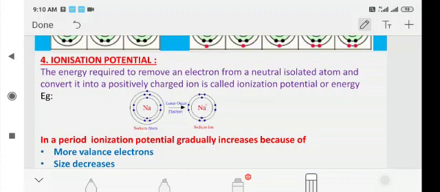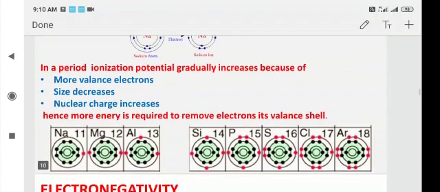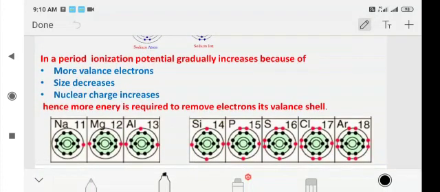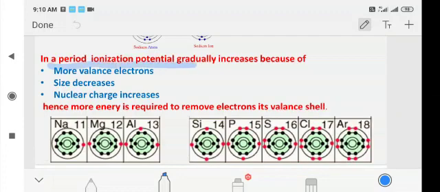Once again, let me repeat. The energy required to remove one electron from an atom is called ionization potential, and after the electron is removed, the atom gains a positive charge. Now, mainly as 10th students, you have to see across a period what is happening to the ionization potential. Okay, just see the point here. It's very clearly written: in a period, ionization potential gradually increases. When you move across a period, ionization potential gradually increases.